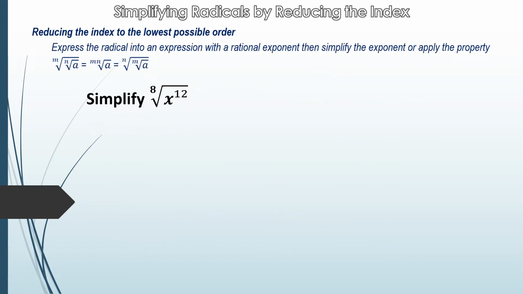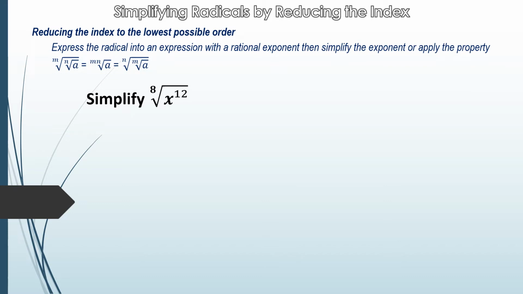So when we say reducing the index, in some other books they also call it reducing the order of radicals. So when we say reducing the order of radicals, it means reducing the index to the lowest possible index.